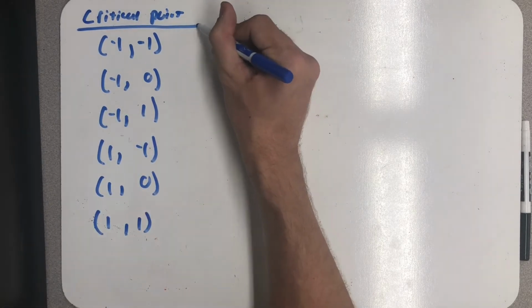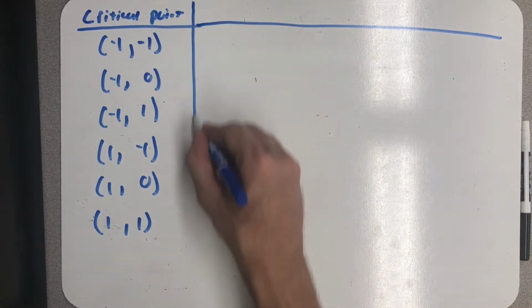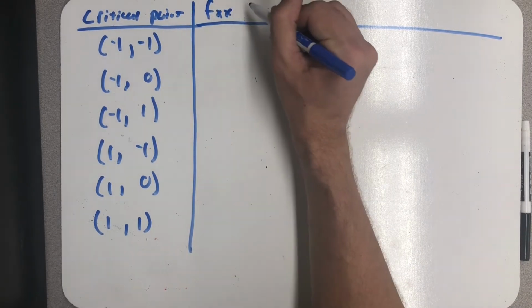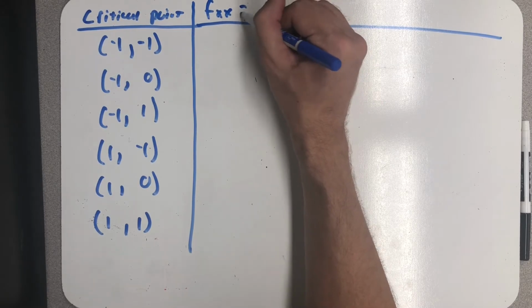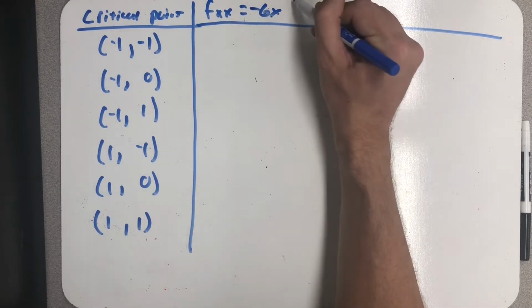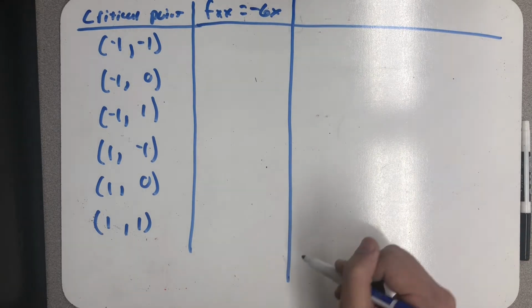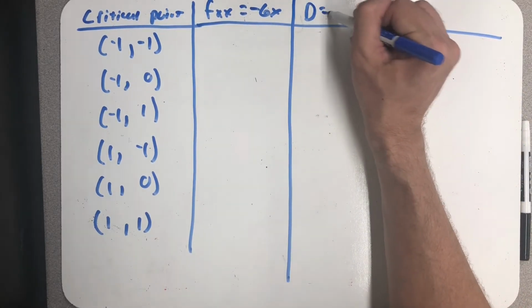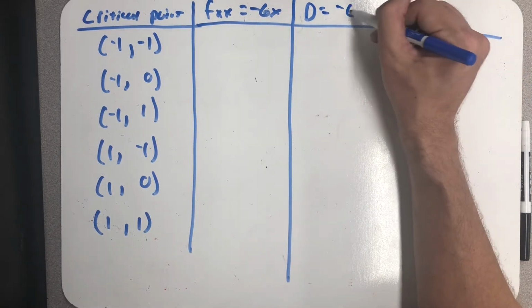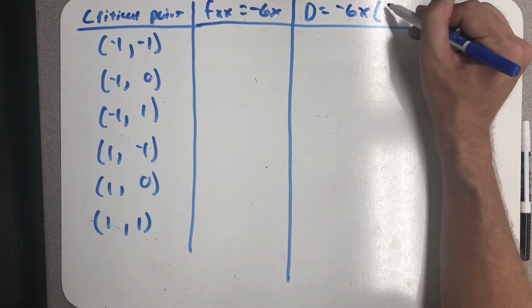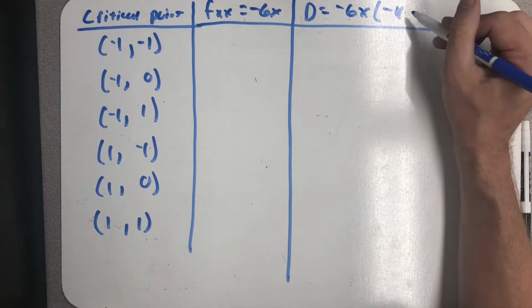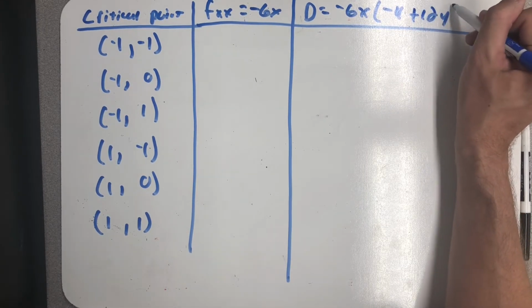Right, just setting up a very large table of things. Here I'm going to find fxx at each one of these, and that was given by the equation minus 6x. And then I need to calculate the discriminant, which for convenience I'll just call D, which was minus 6x times minus 4 plus 12y squared. All right.